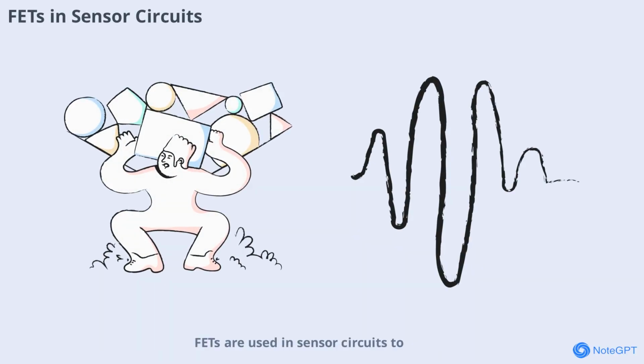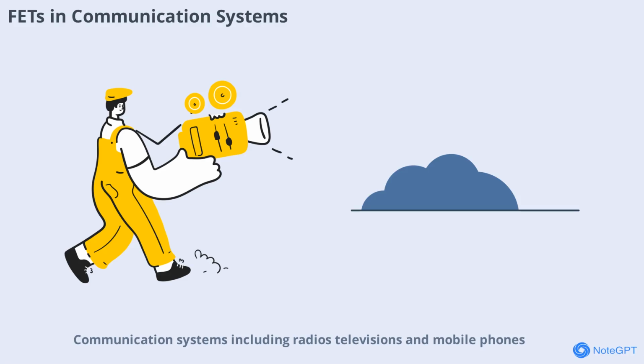FETs are used in sensor circuits to amplify weak signals from sensors such as temperature, light, and pressure sensors. Their high input impedance ensures that the sensor's signal is not affected by the amplifier, resulting in accurate and reliable measurements. Communication systems, including radios, televisions, and mobile phones, rely on FETs for signal amplification and switching.